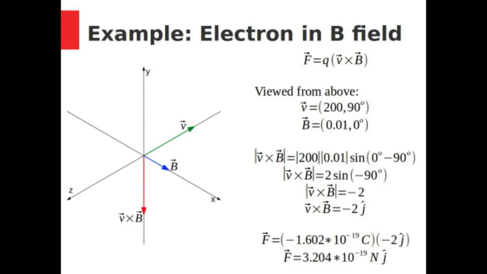Finally, multiply the cross product by the charge of the electron. That's negative 1.602 times 10 to the negative 19 coulombs multiplied by negative 2j Tesla meters per second. That gives 3.204 times 10 to the power of negative 19j newtons. Notice that the negative signs cancel out and that the overall force is in the positive y direction. Even though the cross product points in negative y, the electron is pushed in positive y because it has a negative charge.